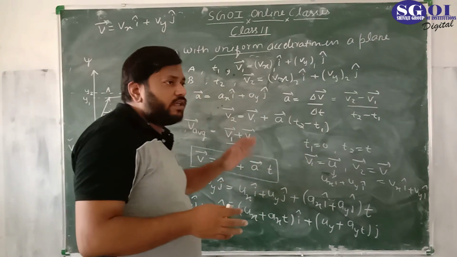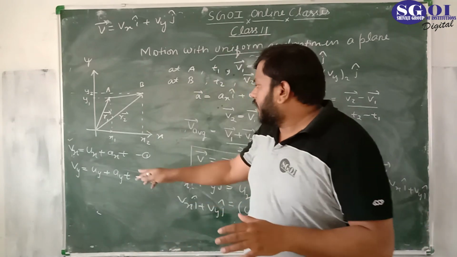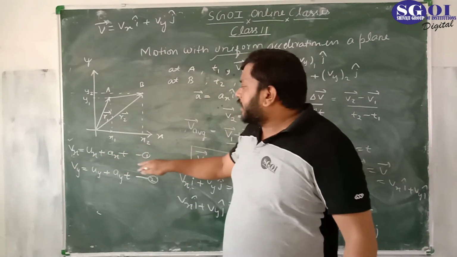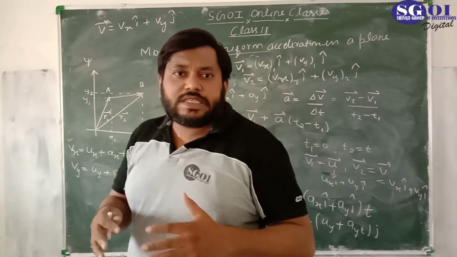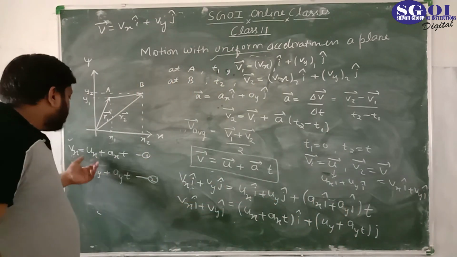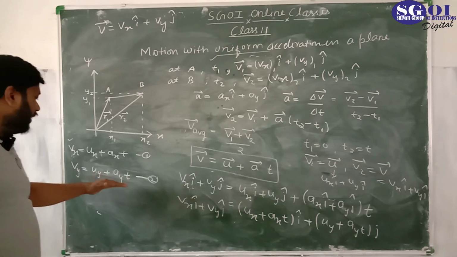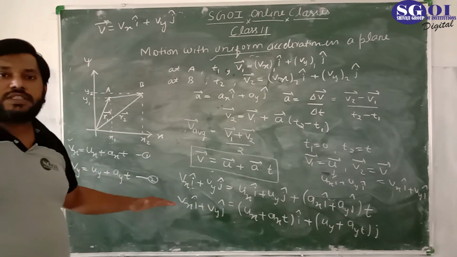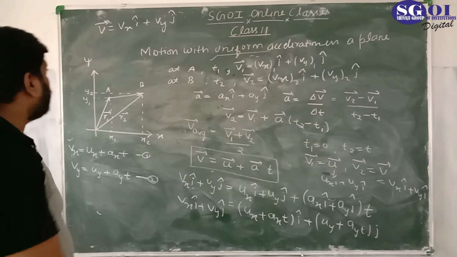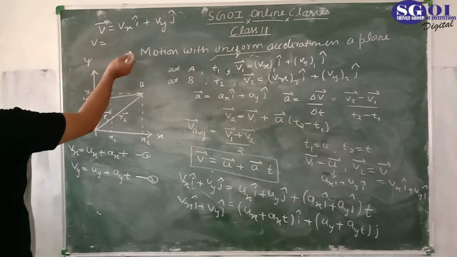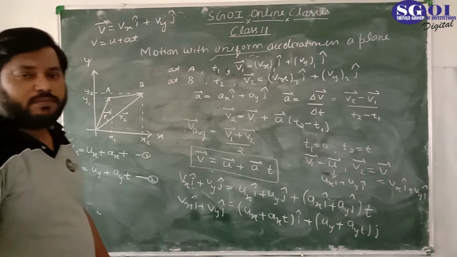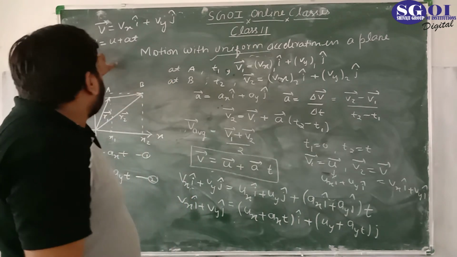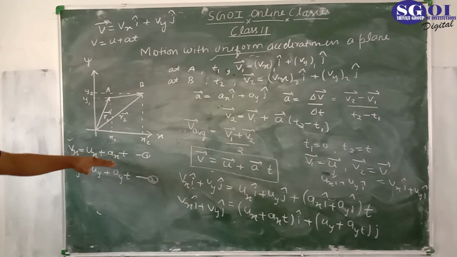So you can see that the motion is in two dimensions, but when we analyze this motion, the velocity component related to one axis, the x-axis here, is independent of the component of velocity in the y-axis. Both equations are similar to the equation we have studied in one dimension, which is v equal to u plus at for uniformly accelerated motion. This is analogous.